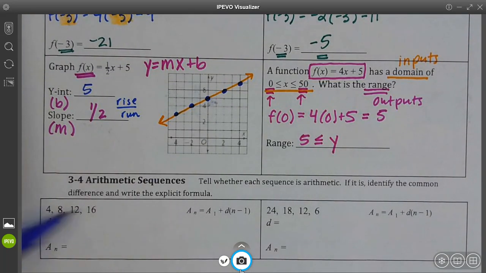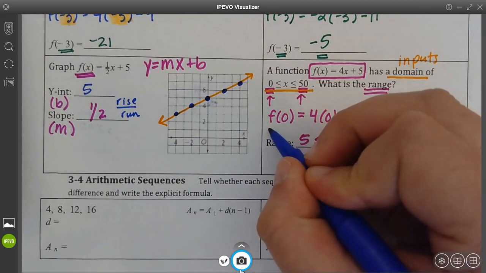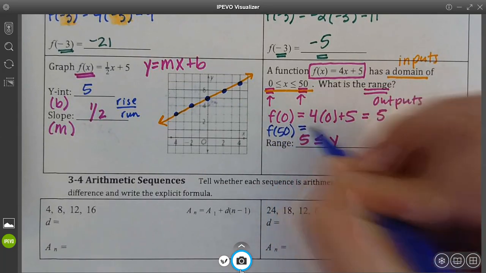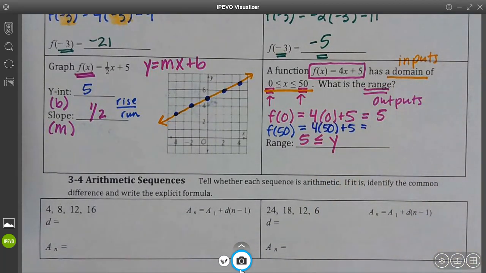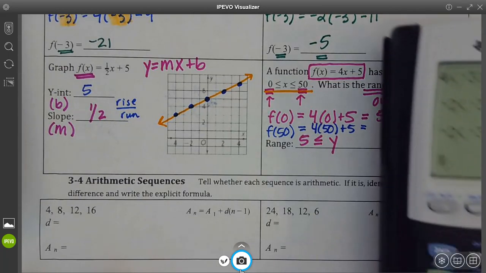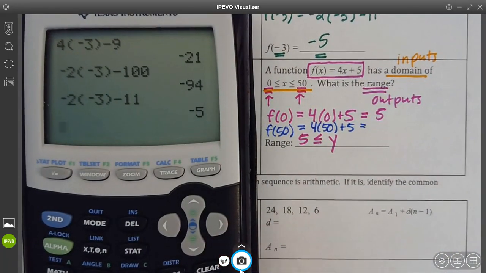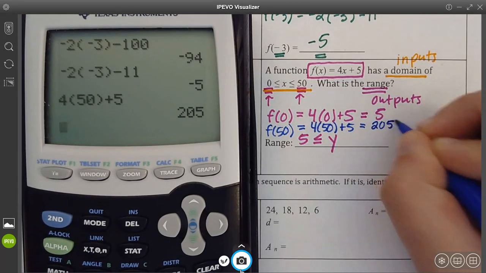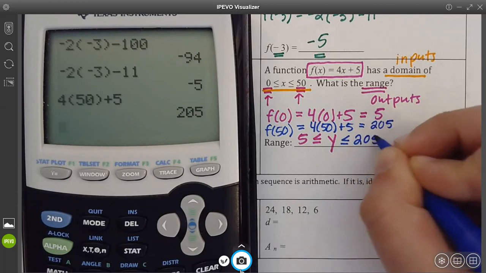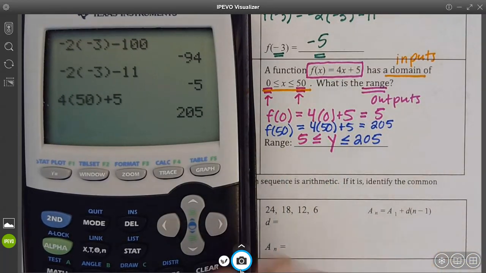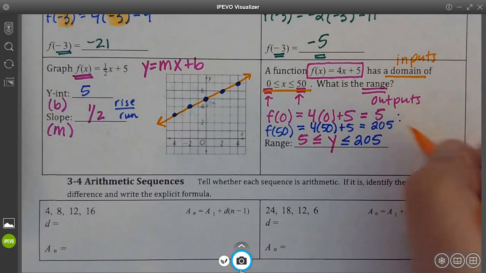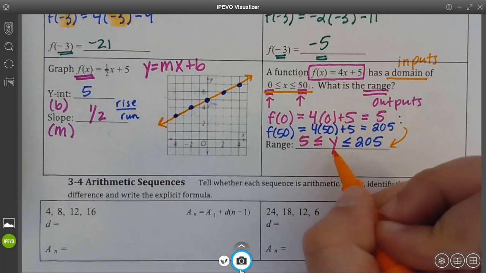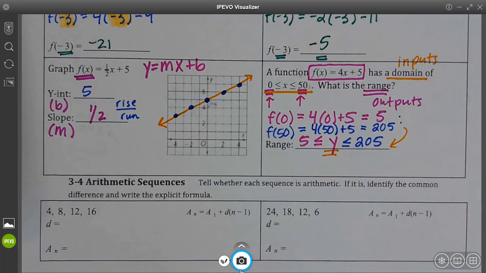And then I'm going to find my output when I plug in 50 into my equation. So that's going to be 4 times 50 plus 5. And this one I'm going to use my calculator for. Let me put it over here. 4 times 50 plus 5 equals 205. So that's my largest y value that I can have. These are kind of like the minimum and the maximum values. But I just plug both of those into my equation, and I write my inequality kind of like this expression that was given to me. Range is my y values, which is why I used y.